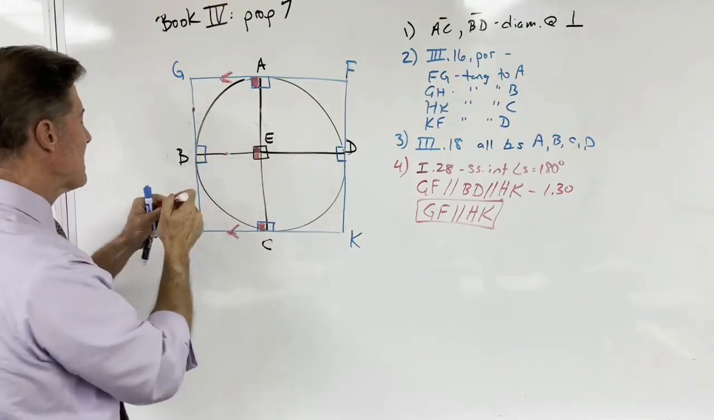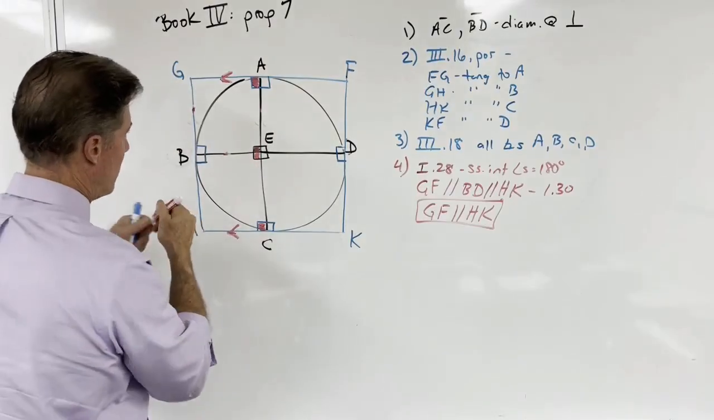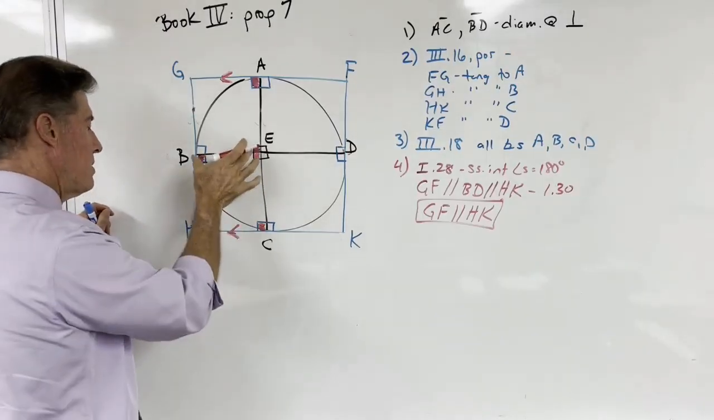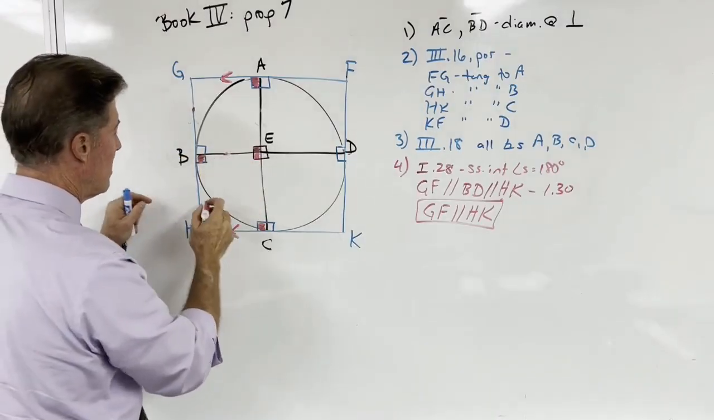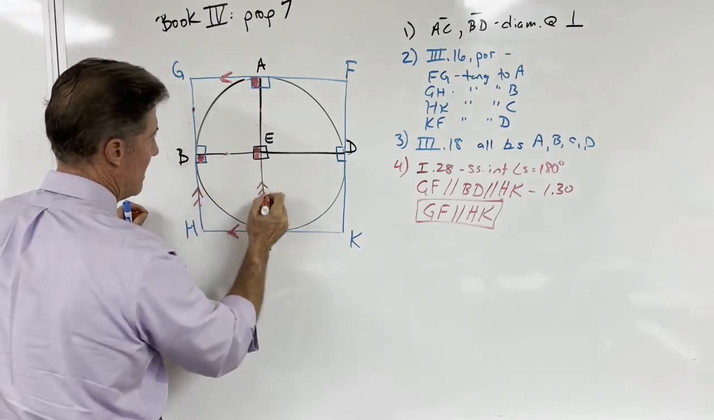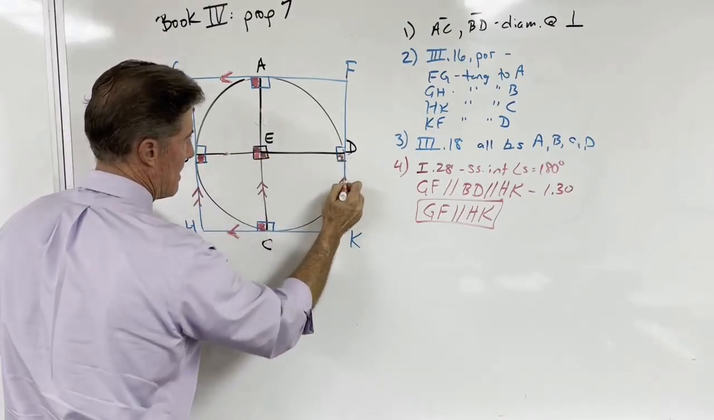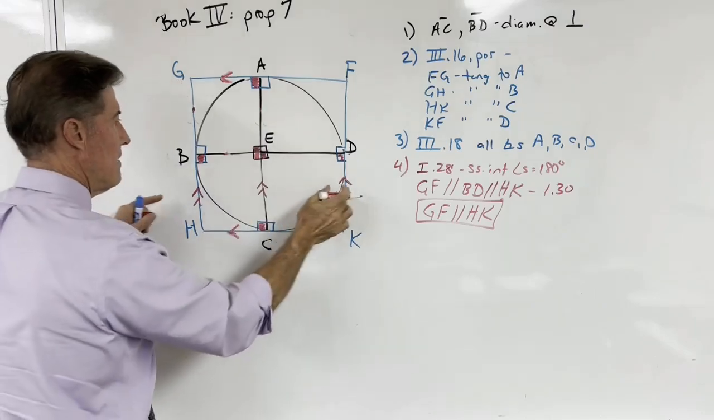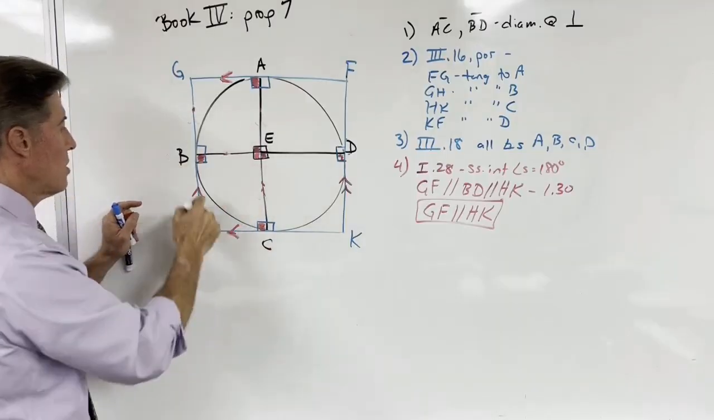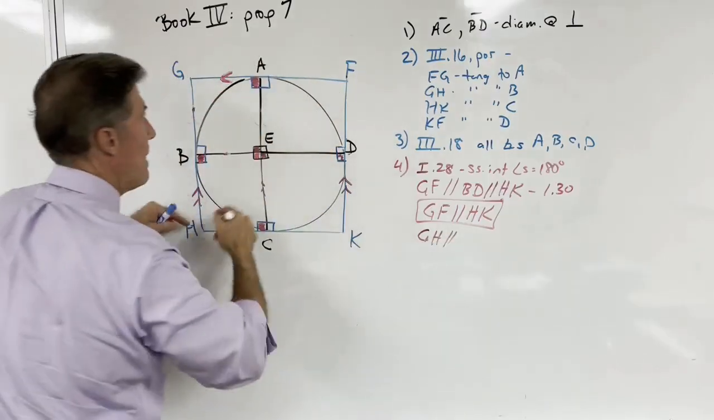Now we can use the exact same logic to show, so for example, we know this angle and this angle are equal to two right angles, therefore they're same side interior angles, therefore this line is parallel to this line. We can use the same thing here, showing that these two are parallel, so that this is parallel to this. And if these two lines are parallel to the same lines, then they're parallel to one another. So we can also show that GH is parallel to FK.